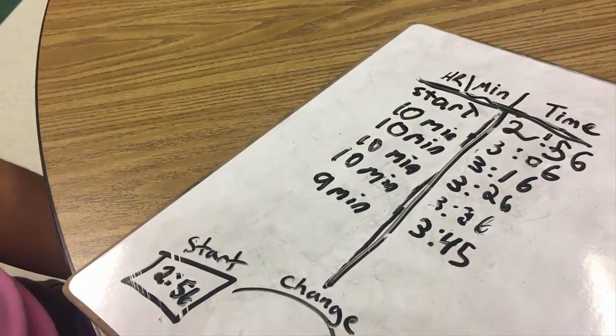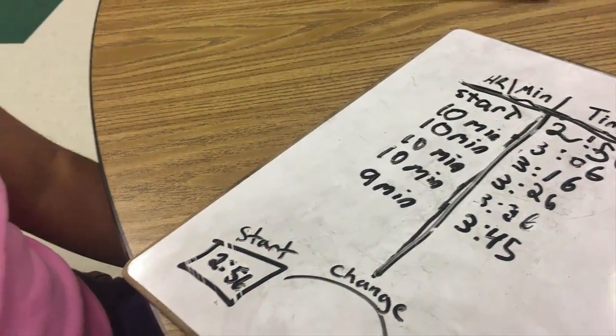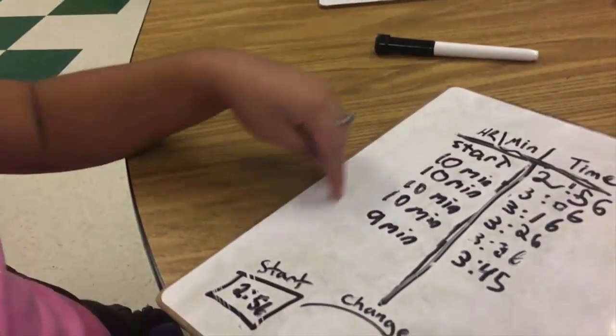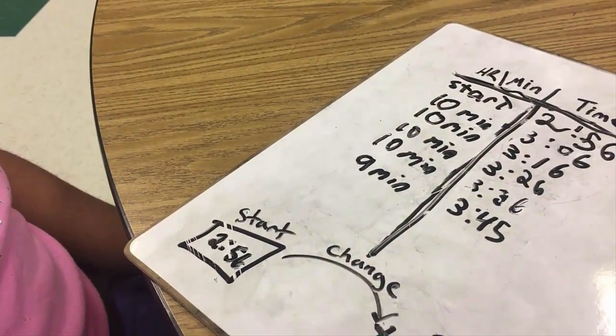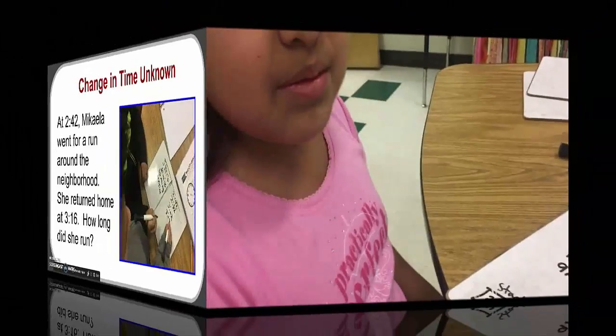So what was your change in time? How do you find out the change in time? What do you need to do now to find the change? I'm gonna count this whole thing. And so what was that? It's gonna be 49.